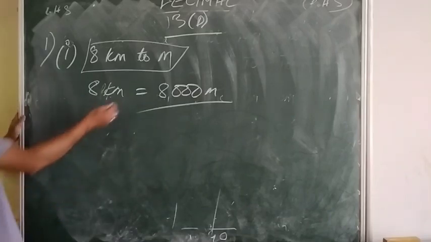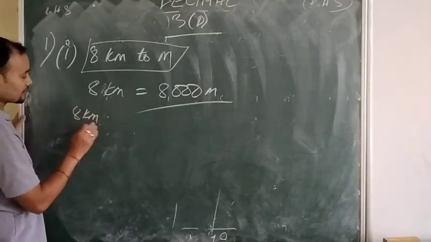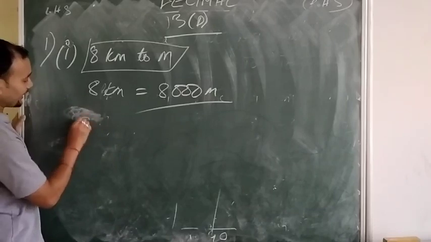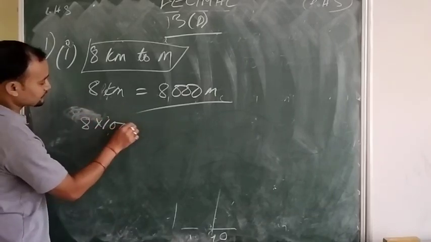Or you can do it another way. 8 kilometer equal to 8 into 1000 meter.